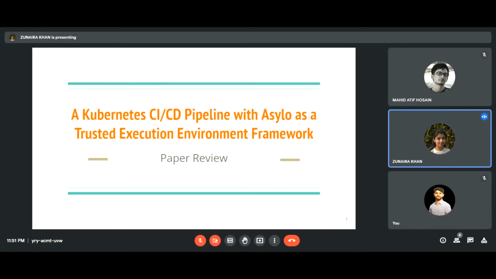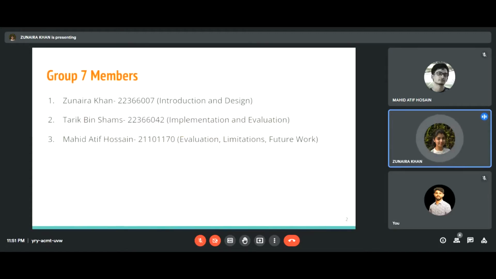Hello, everybody. For our paper review, we've chosen the topic on a Kubernetes CI/CD pipeline with Asylo as a trusted execution environment framework. We are Group 7, and these are my members. I'm Zunaira Khan, and I'll be doing the introduction and design of the proposed model in our paper.